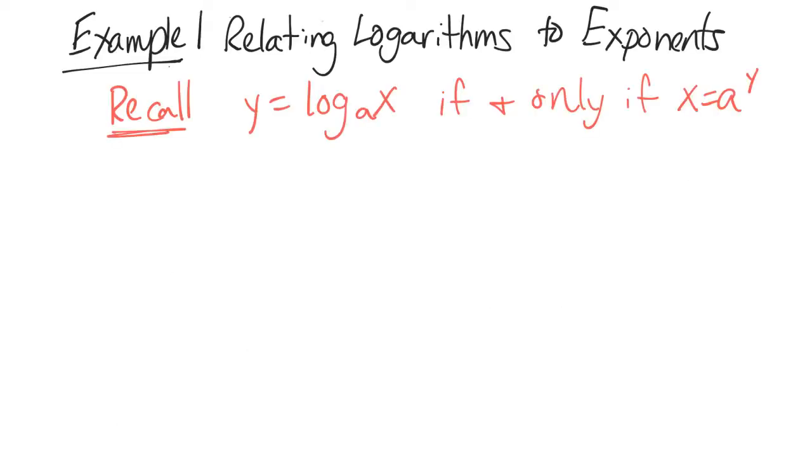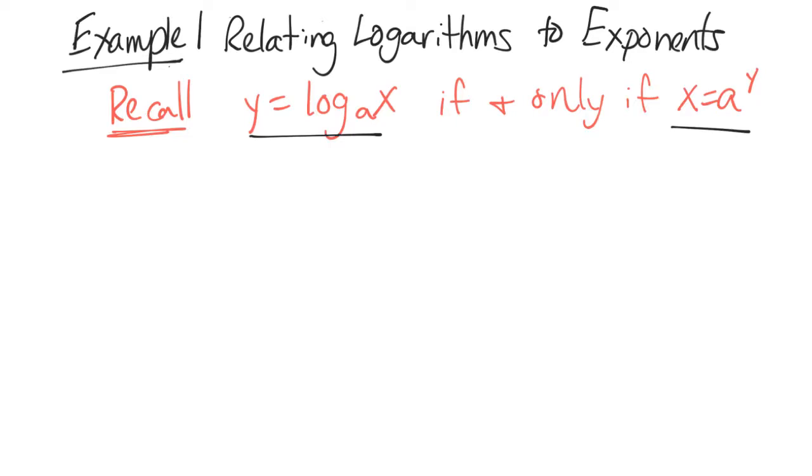All right, so example 1, we're relating logarithms to exponents. So I always write this down, y equals log a of x, if and only if x equals a to the y. I always write that at the top of my papers. You don't have to write the if and only if. You really just need this part and this part. I always write that just because it helps me to see it every single time I'm working on these problems.